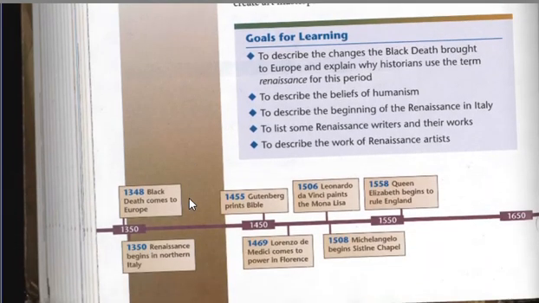By the time we're done with this chapter, these are the goals that you should be able to fulfill. All right? You should be able to describe the changes the Black Death brought to Europe and explain why historians use the term Renaissance for this period. You should be able to describe the beliefs of humanism, another ideology we're going to be looking at. You should be able to describe the beginning of the Renaissance in Italy. How did it start? Why did it start? What's so important about it?